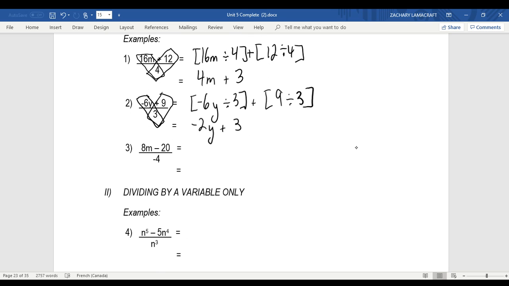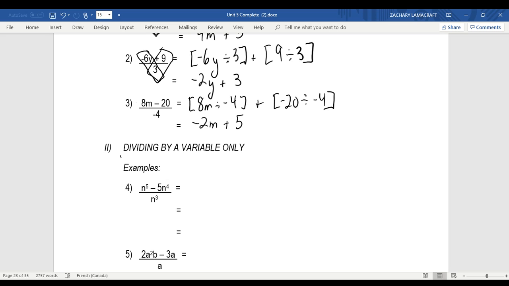Once again, in our next example here, I'm not going to draw it out, but in our first example, we'd have 8m divided by negative 4, and then we'd have negative 20 divided by negative 4. So 8 divided by negative 4 would be negative 2, and then we have our m. Then negative 20 divided by negative 4, giving us positive 5, and the answer of negative 2m plus 5.